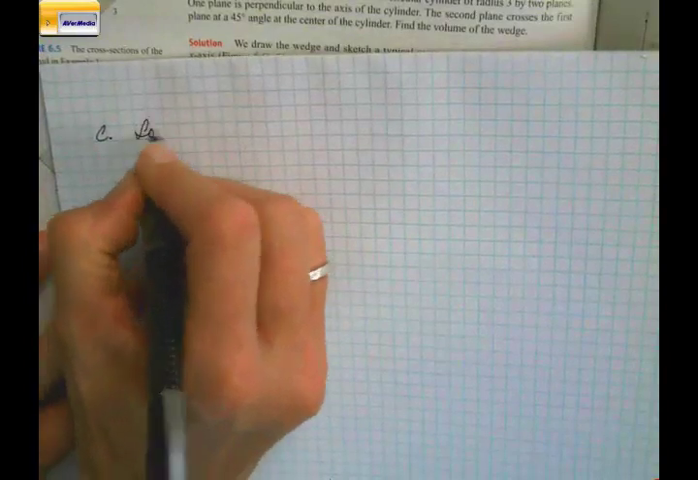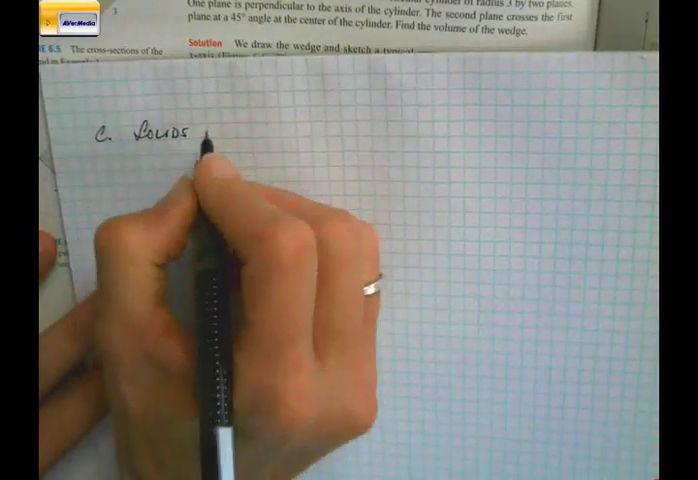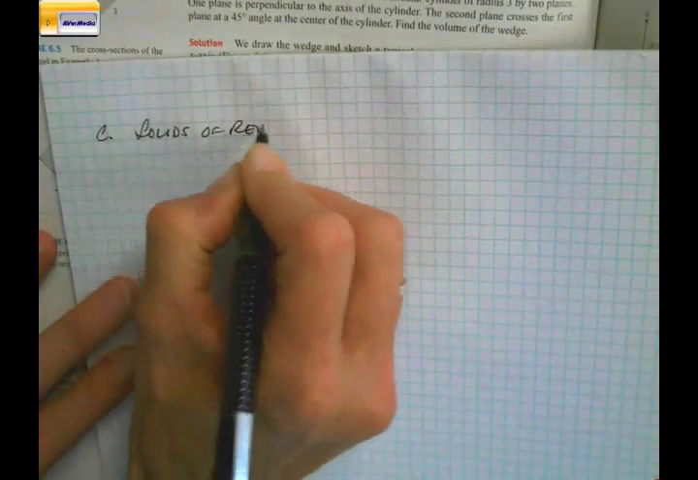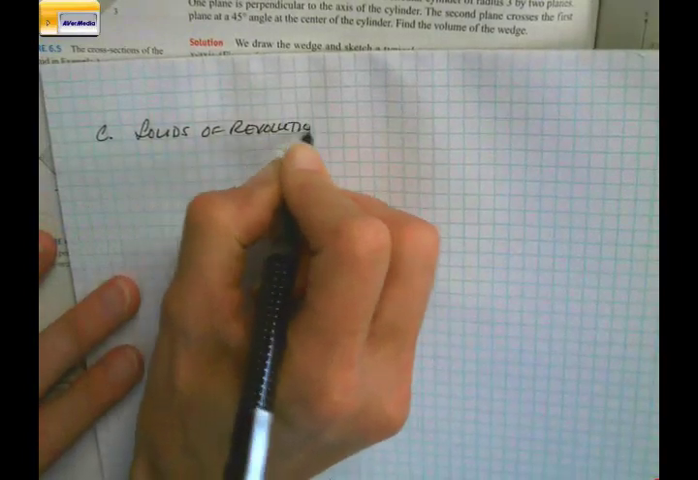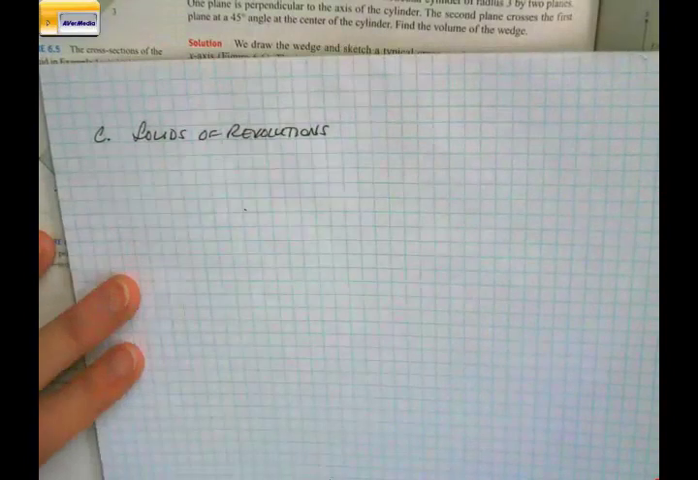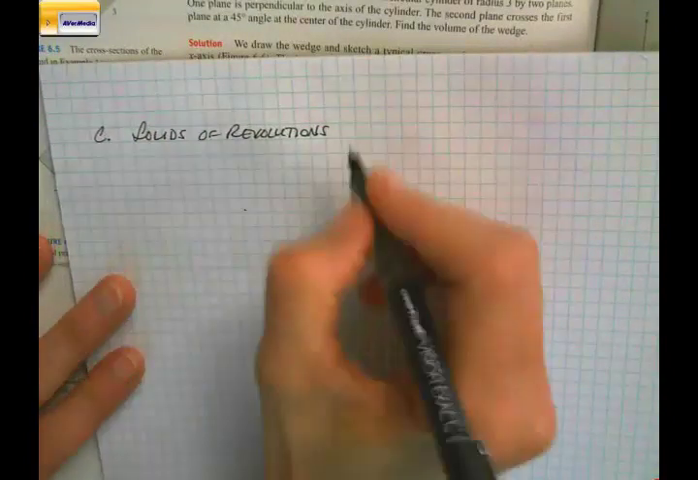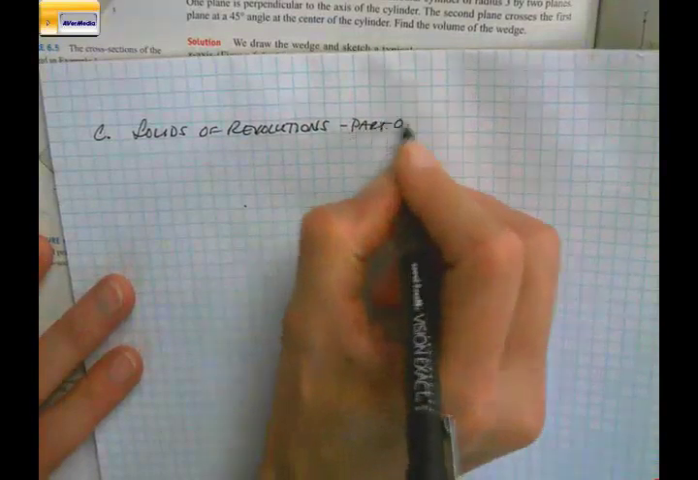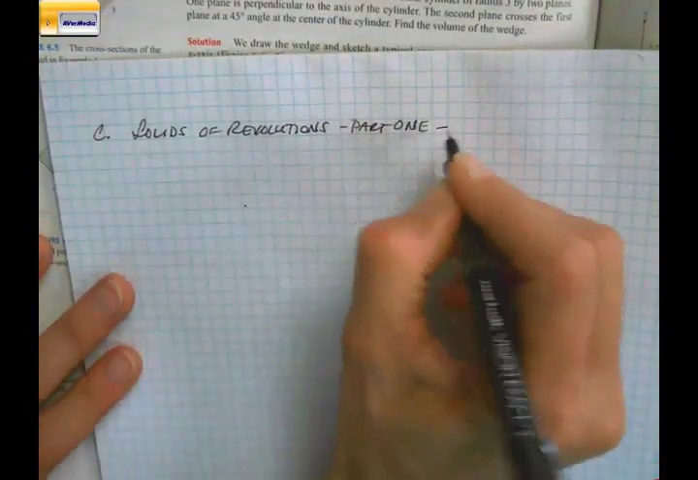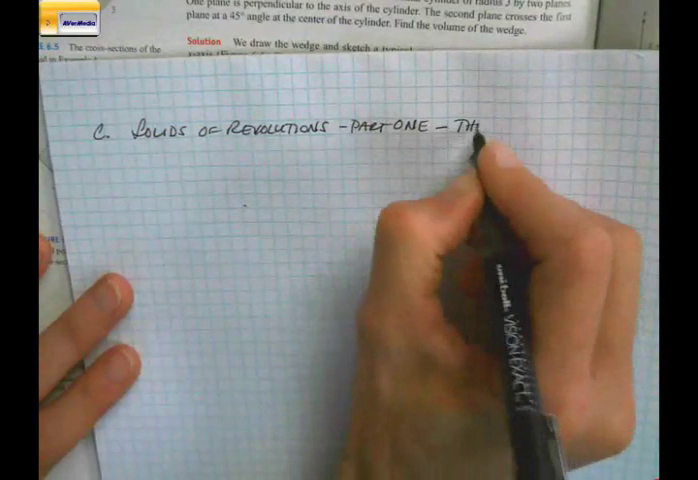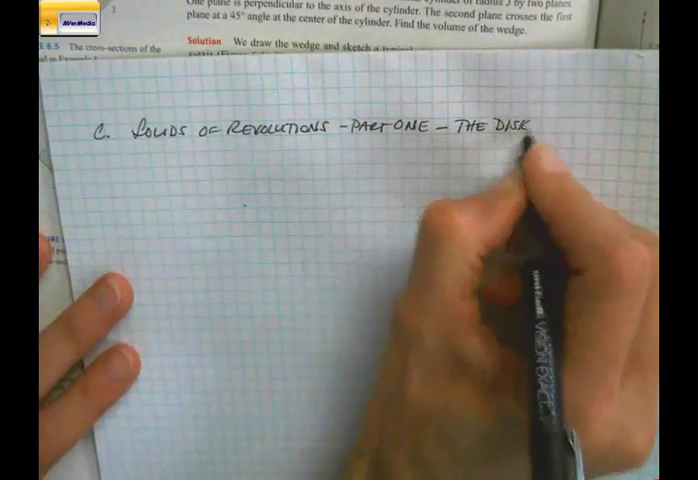Okay, so now we're going to look at solids of revolution. There are two parts of solids of revolution. One is the disk method, and one is the washer method. So I'm going to call this part 1, because this is going to be solids of revolution using the disk method.